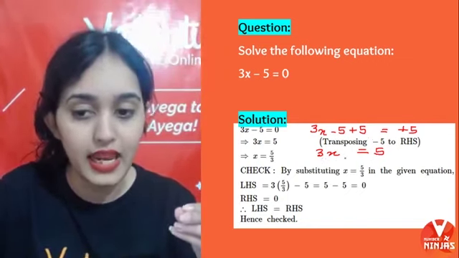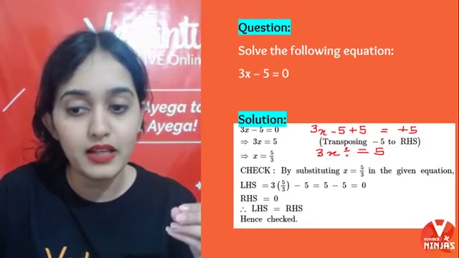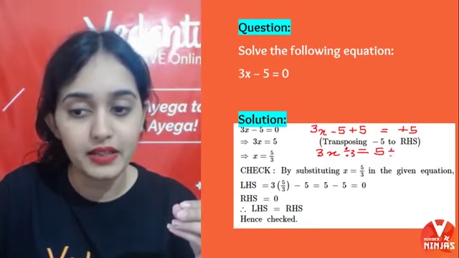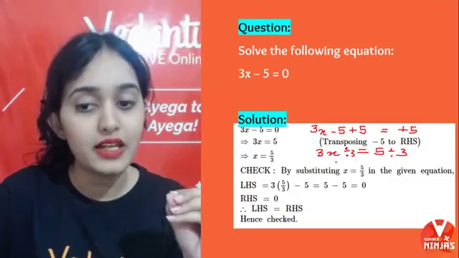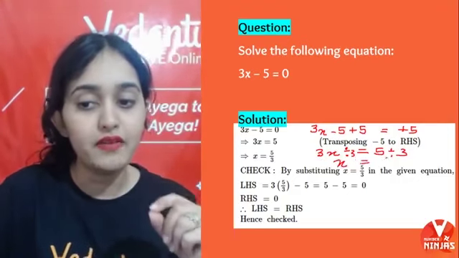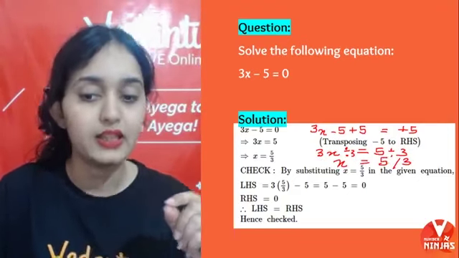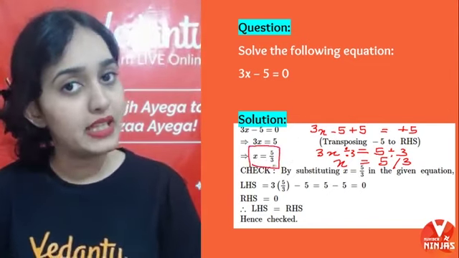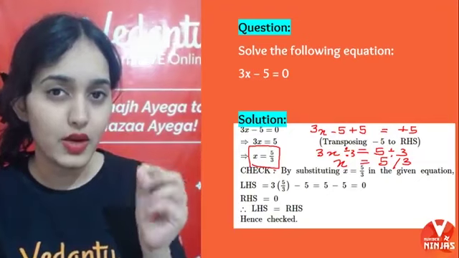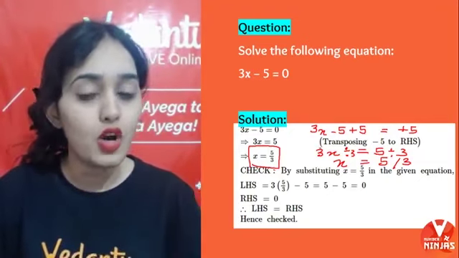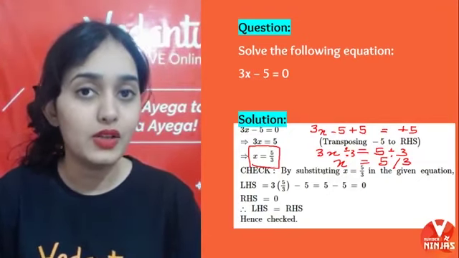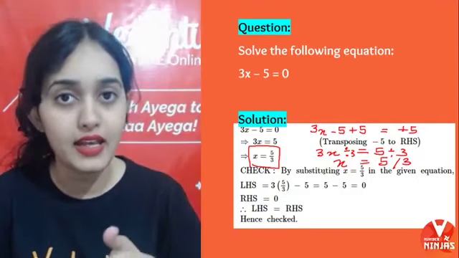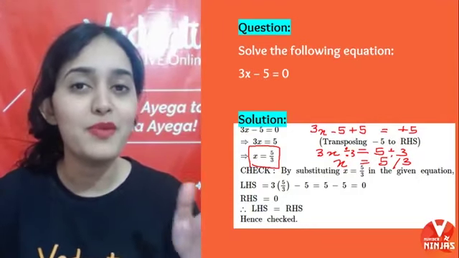What will I get? 3x divided by 3 and 5 divided by 3. So 3x divided by 3 will become x. 5 divided by 3 will become 5 by 3. So what is the value of x? 5 by 3. Easy. This was a very small chota sa question. And how you can check whether you have got correct value? By calculating the value of left hand side and right hand side by putting the value of x.